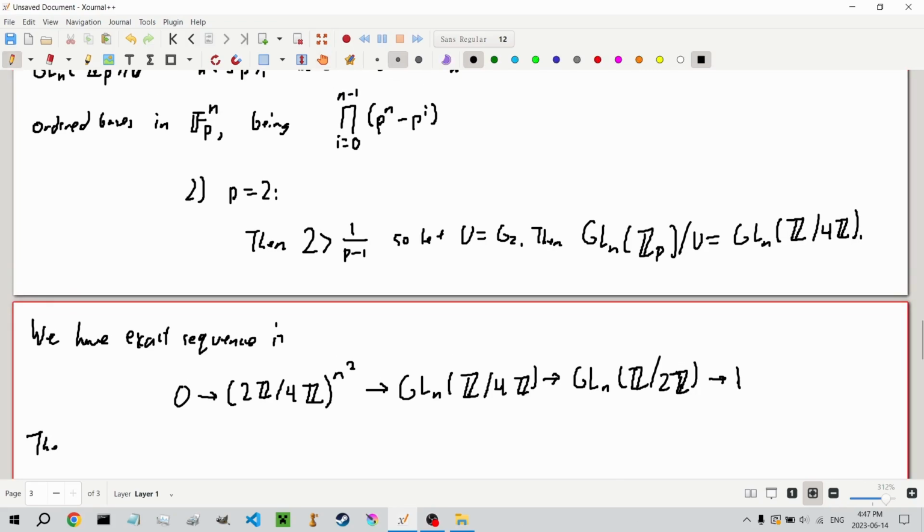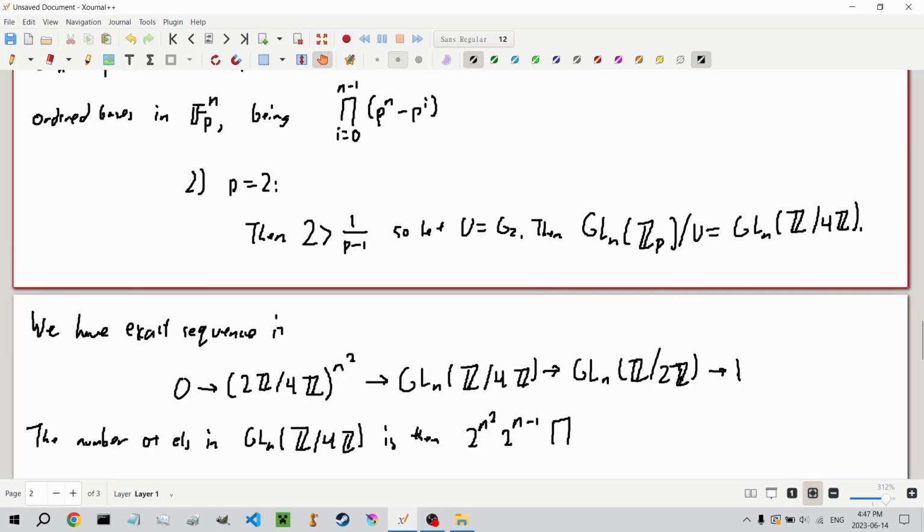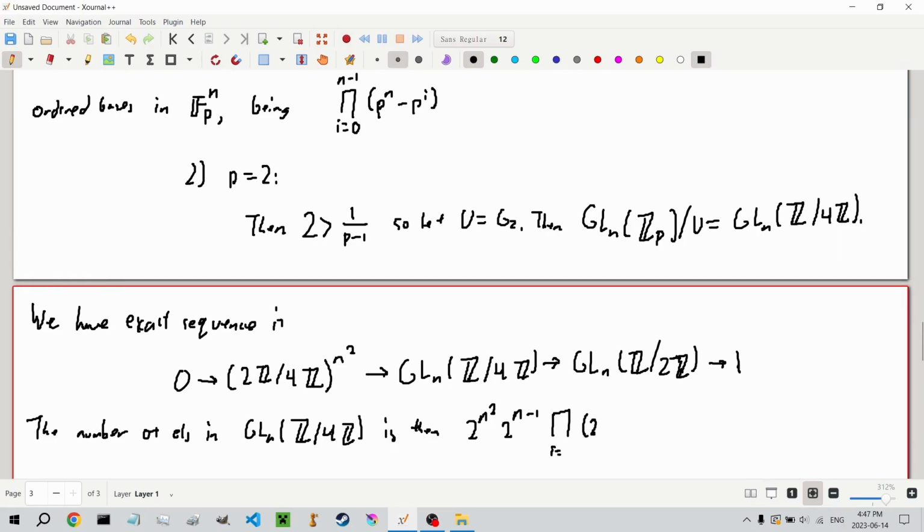Hence, the number of elements in GLn of Z over 4Z is then 2 to the n squared times 2 to the n minus 1 times the product of 2 to the n minus 2 to the i, from i being 1 to, of course, n minus 1.